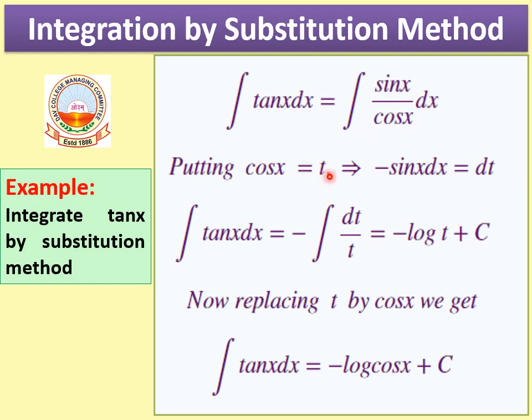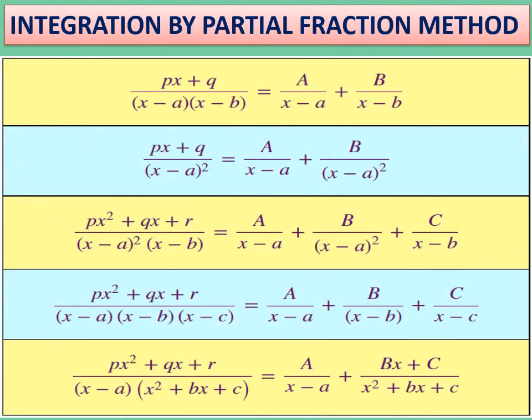Take cos x equal to t and differentiating on both sides we get minus sin x dx equal to dt. So putting all these values we get integral tan x dx equal to minus integral dt over t, and this is equal to minus log t plus c. Now replacing t by cos x we get minus log cos x plus c. So this is the method of substitution for finding the integration.